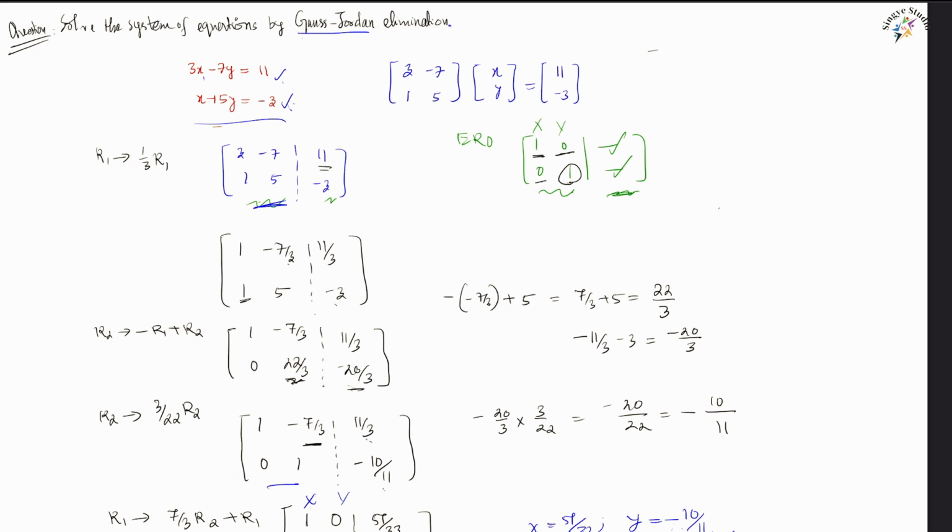And it is not only limited to the 2 by 2 matrix. It can solve a 3 by 3 system, which is 3 equations involving 3 variables, 4 equations involving 4 variables, up to n equations involving n variables.